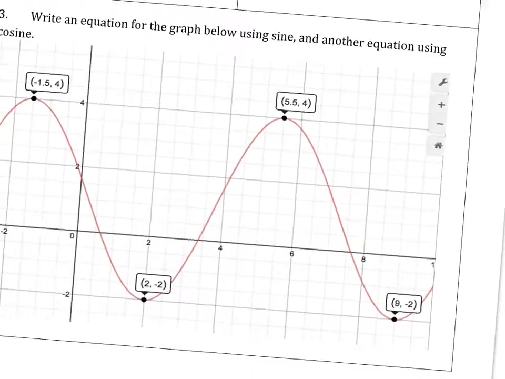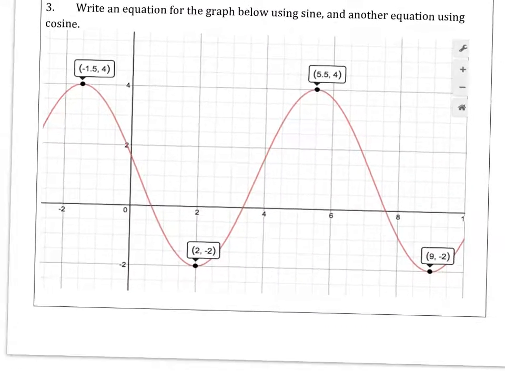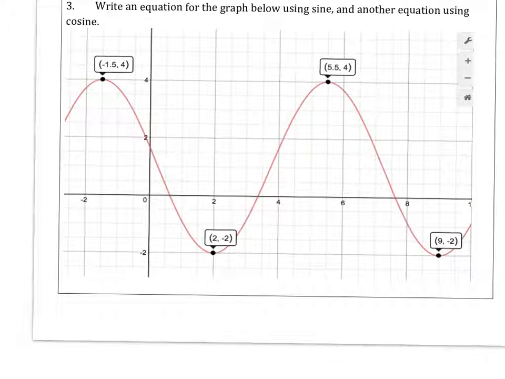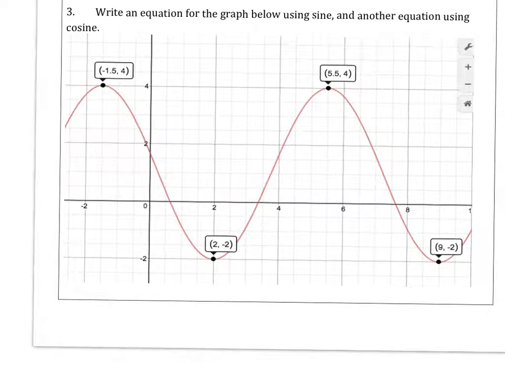Next up, we've got to find an equation for this graph. We're going to use both sine and cosine. And to do that, we have to get some information out of here. First thing I might want to find is the midline. That's not going to change between sine and cosine. And if I know that I'm going from -2 up to 4, halfway between those values is going to be a value of 1.